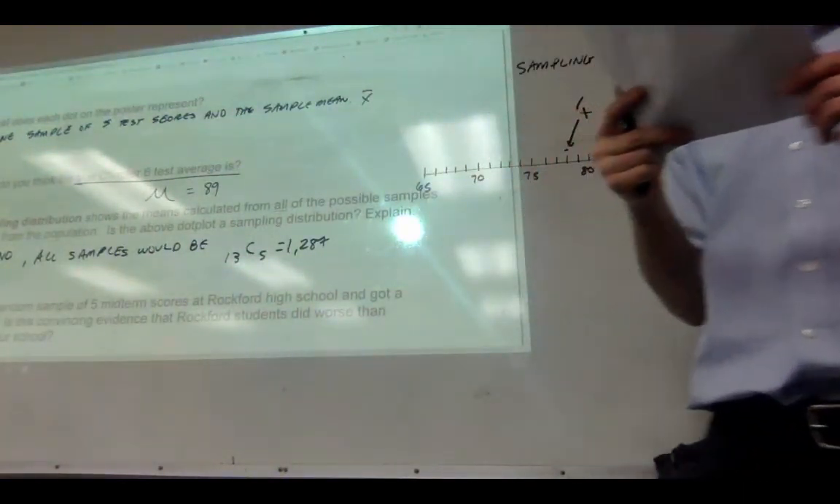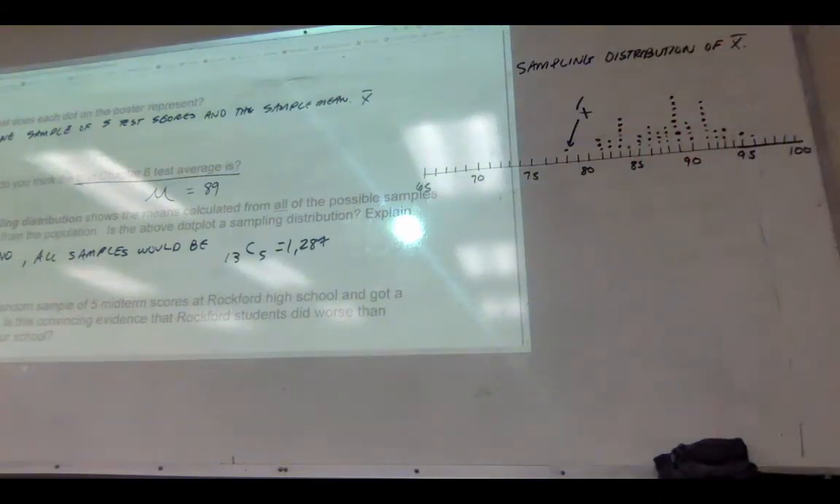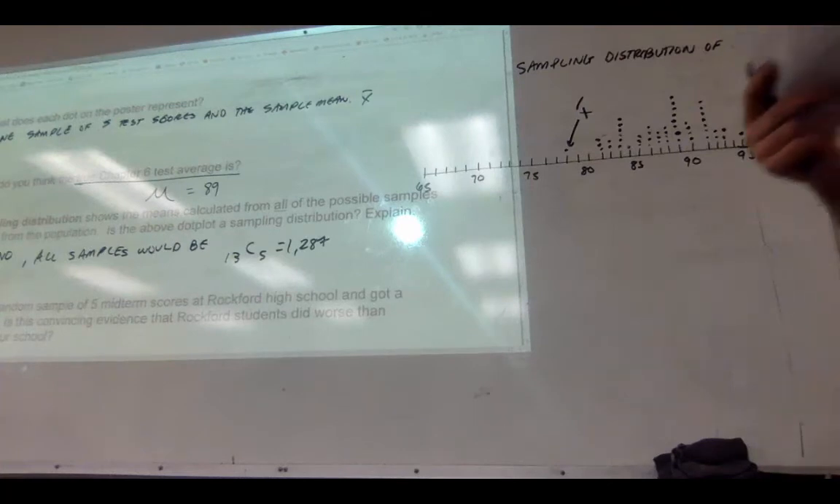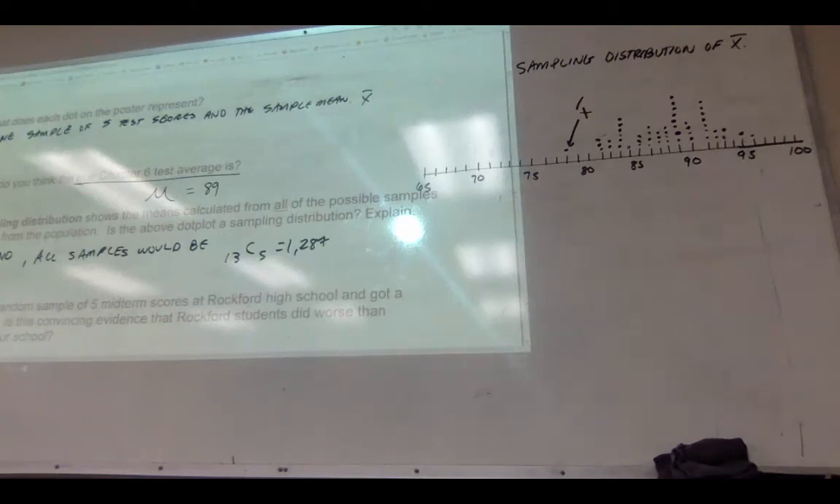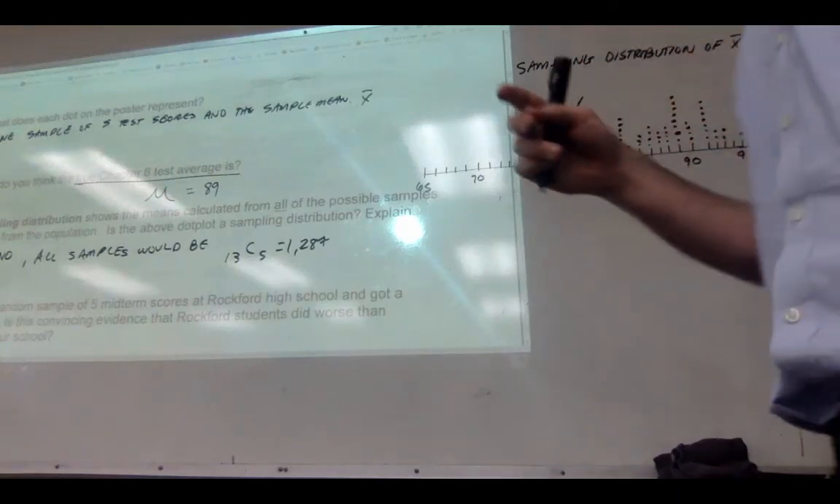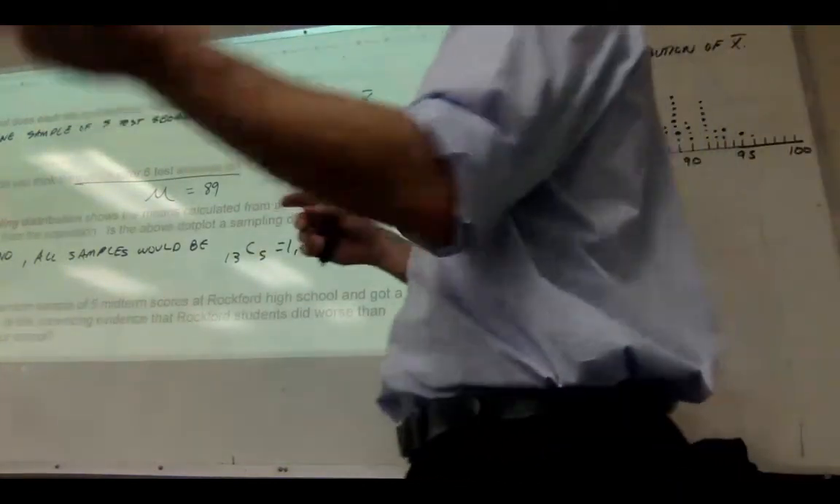Now, at the bottom, we took a random sample of 5 midterm scores at Rockford High School and got a mean of 68. Is this convincing evidence that Rockford students did worse than students at our school? Well, where did you get 13 and 5 from? We have 13 people in this class, and we took them 5 at a time.